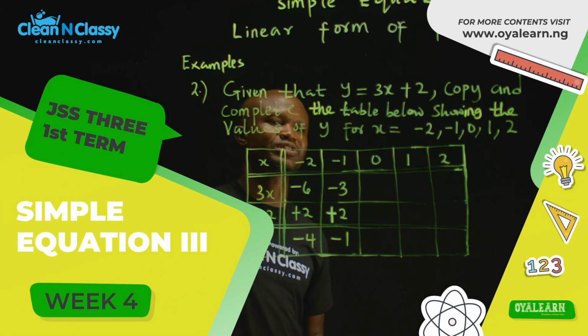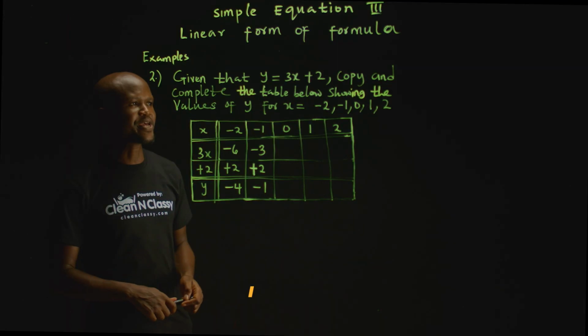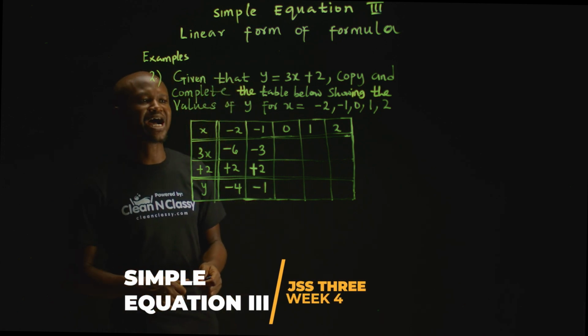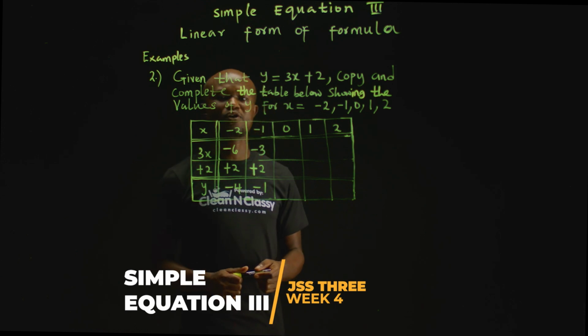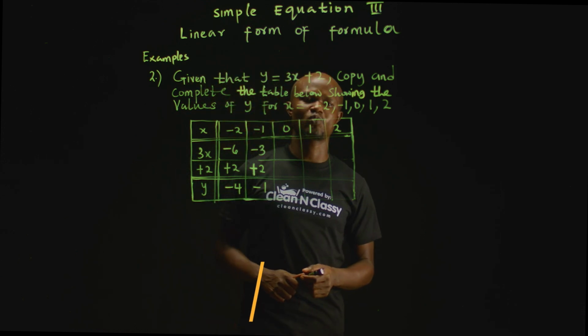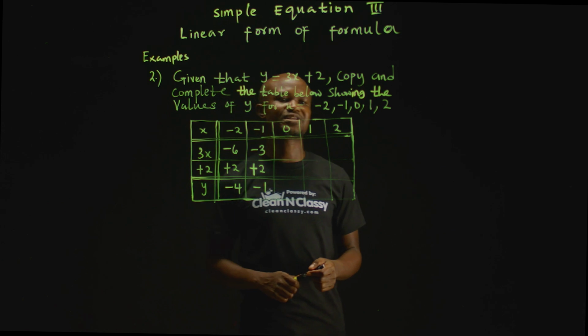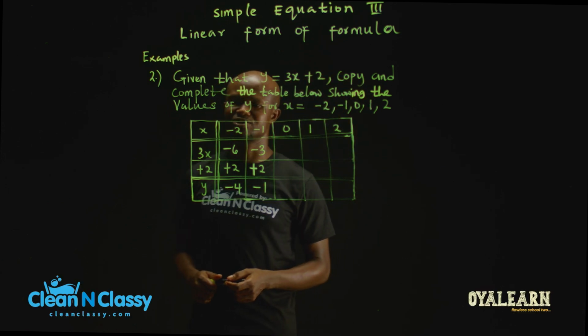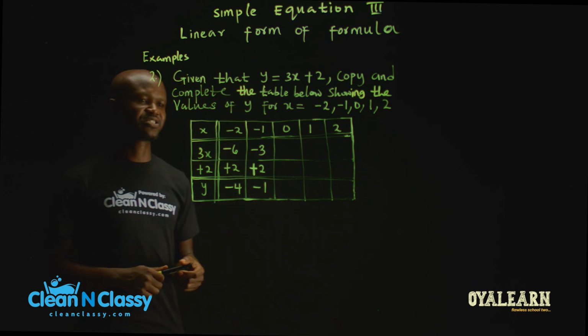Given that y equals 3x plus 2, copy and complete the table below showing the values of y for x equals -2, -1, 0, 1, and 2. Now, looking at the question, let's check the table.